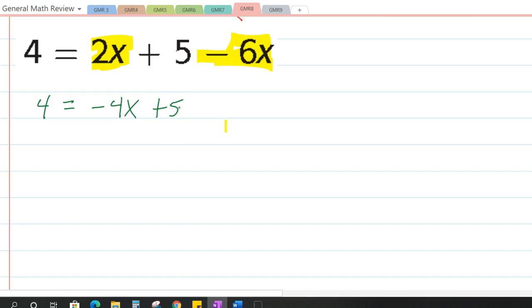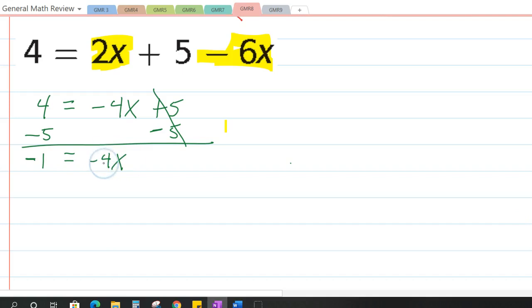Now I do PEMDAS backwards. I have a plus 5. The opposite of adding 5 is to subtract 5. What you do to one side, you do to the other. I check my work. 5 minus 5 cancels out. I bring the equal sign straight down. 4 take away 5 is a 1 with a negative sign in front, is equal to negative 4x.